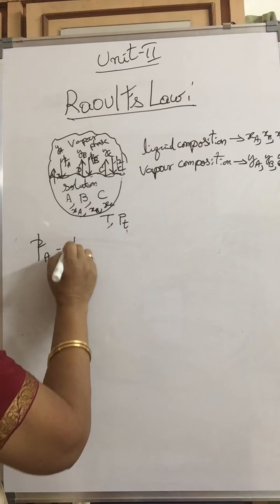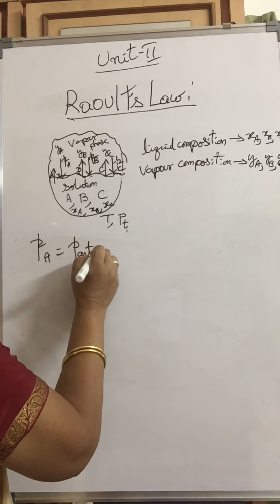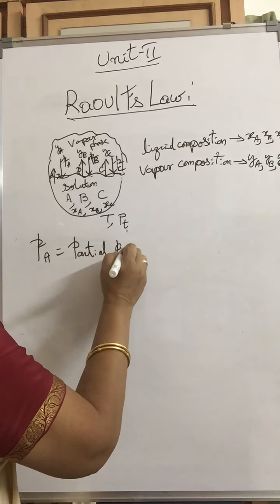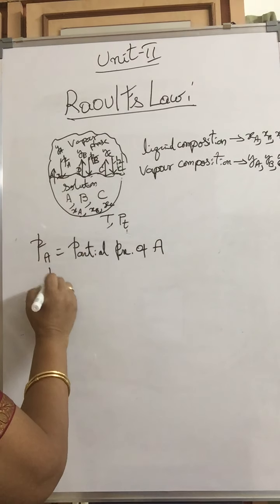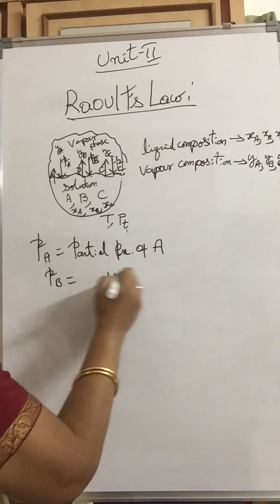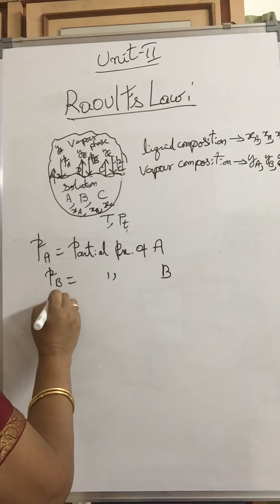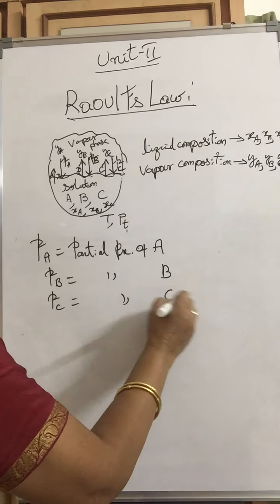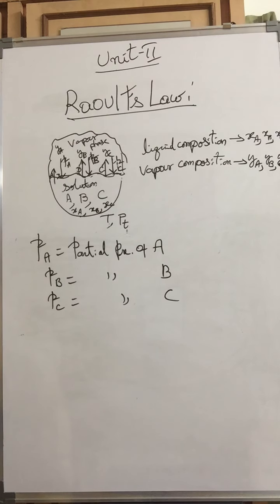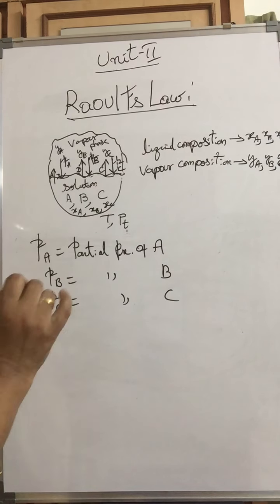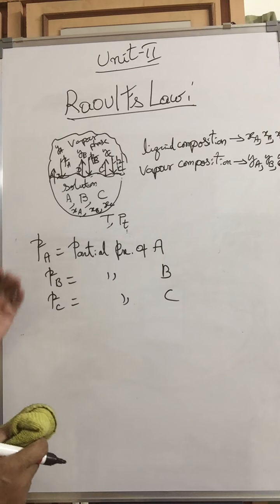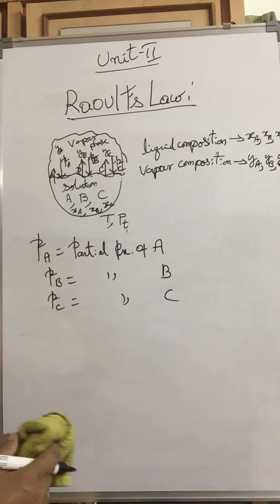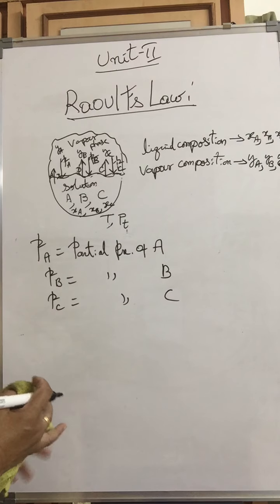Pa is equal to partial pressure of A, and Pb is equal to partial pressure of B, and Pc is equal to partial pressure of C. This is the notation we have. Next we will try to apply Raoult's law. We will try to discuss what is Raoult's law.